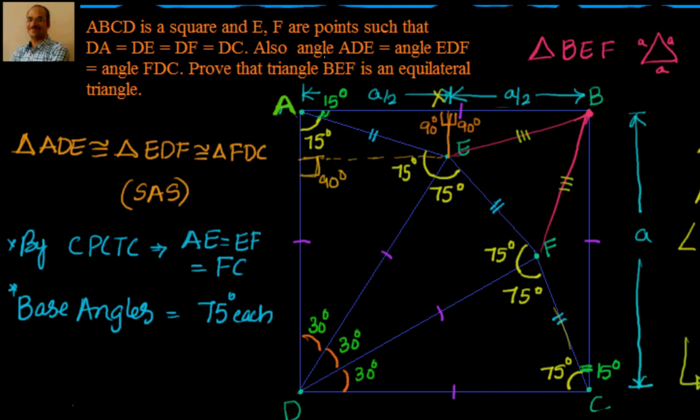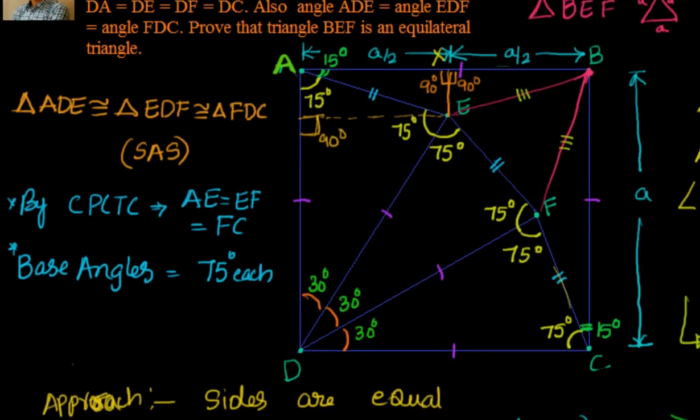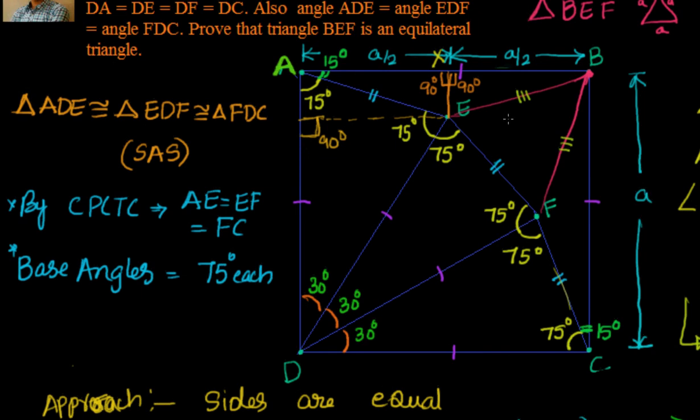ABCD is a square and E, F are points such that DA equal to DE equal to DF equal to DC. Also, angle ADE equal to angle EDF equal to angle FDC. Prove that triangle BEF is an equilateral triangle. What's our approach? Our approach is to prove that BE equal to BF equal to EF. So we want to go ahead with the approach of equilateral triangle, saying that all the sides are equal. Another approach is, you can also prove with the same approach that the angles are equal, 60 degrees each. That also we can do. Okay, now approach is sides are equal.